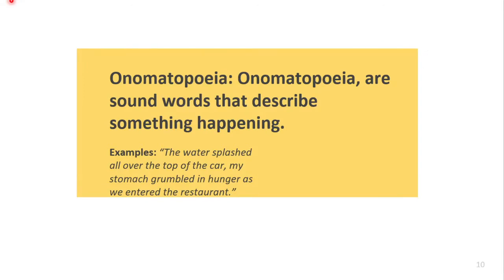Onomatopoeia. Onomatopoeia are sound words that describe something happening. Examples include, the water splashed all over the top of the car. My stomach grumbled in hunger as we entered the restaurant. Some simpler types of onomatopoeia can be boom, kabam, splash. These simplistic types of onomatopoeia are usually shown in cartoons, but they really do get the message across.